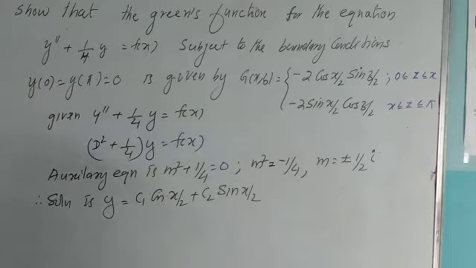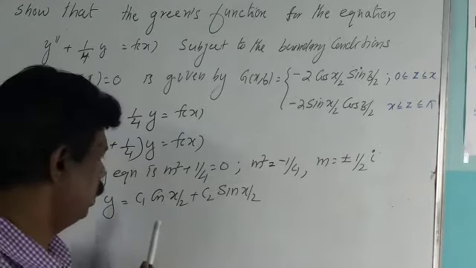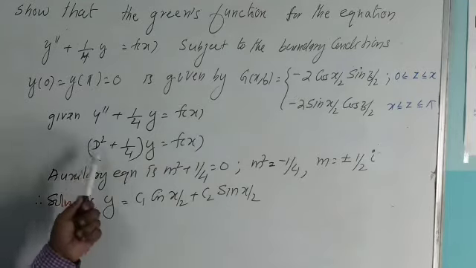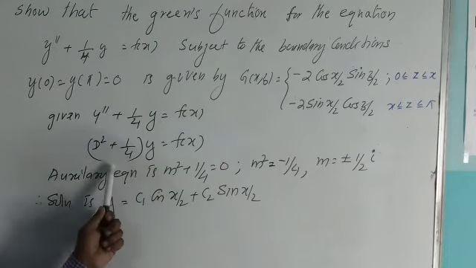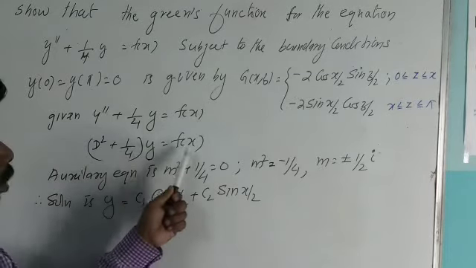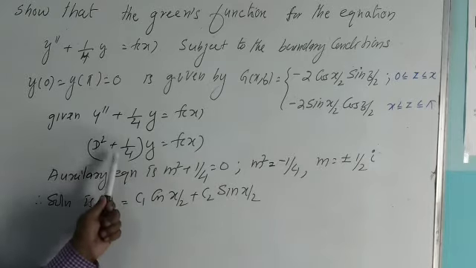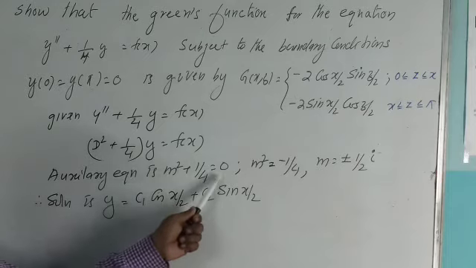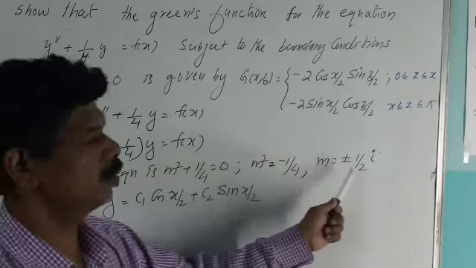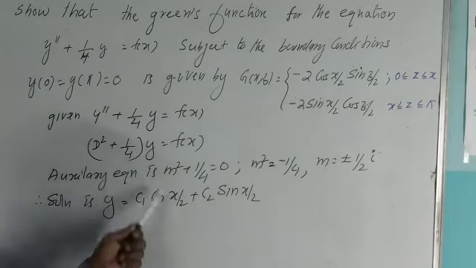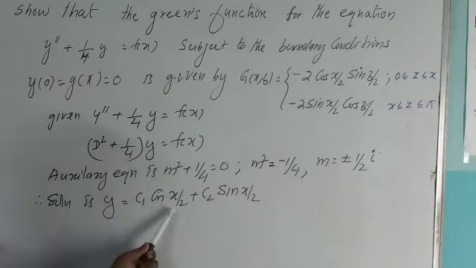Therefore, the solution of this homogeneous equation is y equal to c1 cos x by 2 plus c2 sin x by 2. Here, the differential operator of the given function is D square plus 1 by 4 into y equal to f of x. Then the auxiliary equation is m square plus 1 by 4 equal to 0, then m equal to plus or minus 1 by 2i.